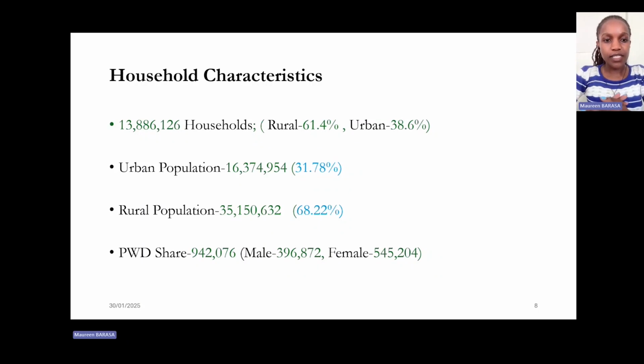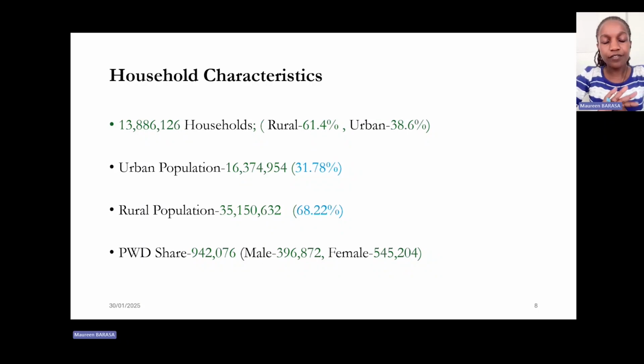So from this, the total urban population from the 51 million is 16,374,954. That's close to 31.78% of the 51 million situated in urban areas. And in the rural areas, it's 35,150,632. That's 68.22% of the total 51 million. And we'll get to see how this affects the household size and also the space and also the income in a household.